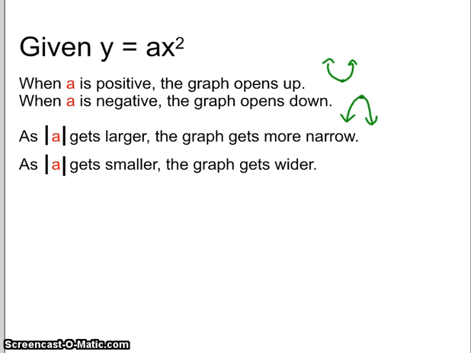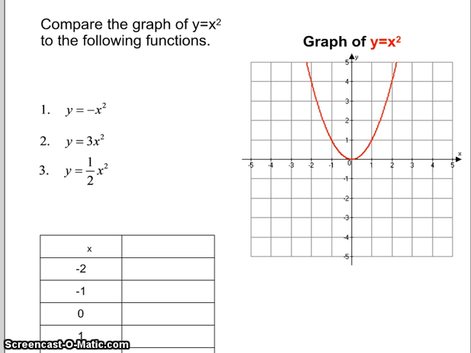As the absolute value of a gets larger, the graph gets more narrow. As the absolute value of a gets smaller, the graph gets wider. Let's look at a couple examples to illustrate that. The first example would be y equals -x squared. Now with the negative, a is going to be equal to -1. We can predict that the graph opens down. Let's go ahead and plug in a few values to see that.